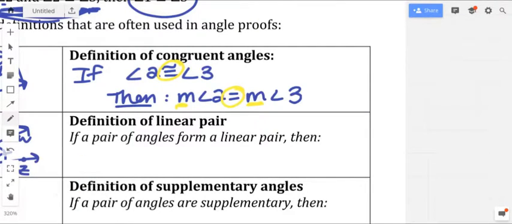Okay, definition of a linear pair. How it works with a linear pair is that oftentimes in a proof, you will be given that two angles form a linear pair. So if a pair of angles forms a linear pair, then the angles are supplementary. That's what they always say next. They say they're supplementary. How do we know that? Because of the definition of a linear pair. So let's fill in here: if a pair of angles form a linear pair, then the angles are supplementary.